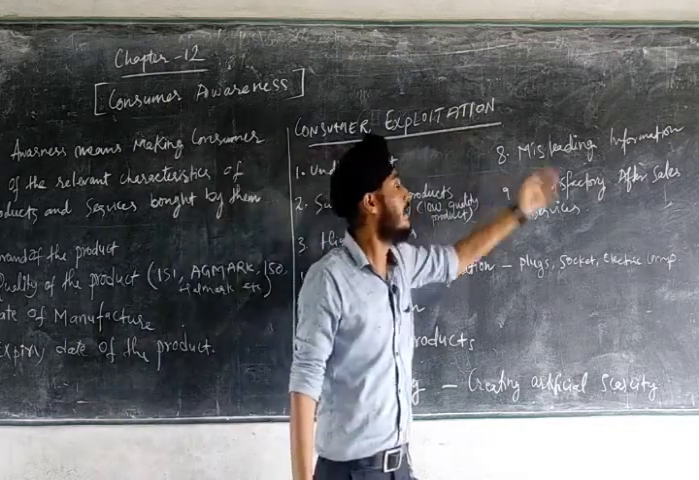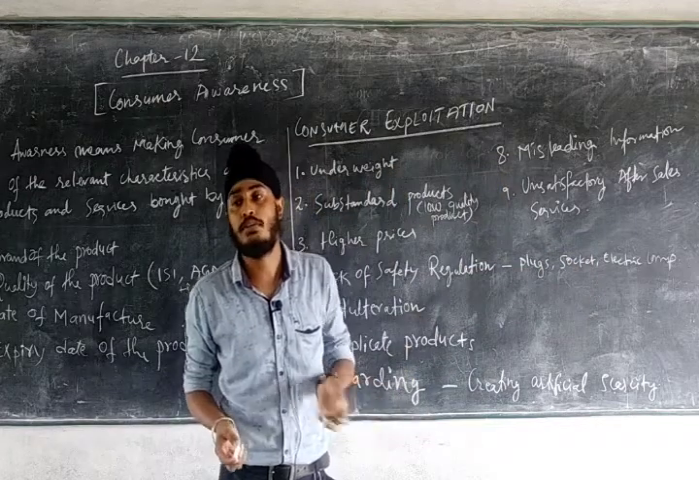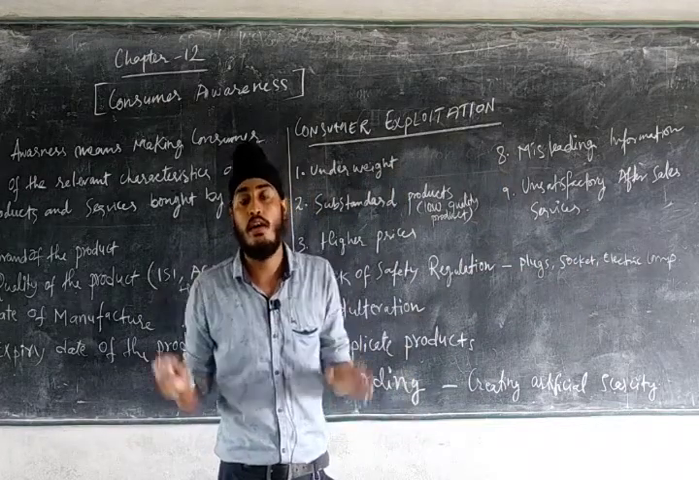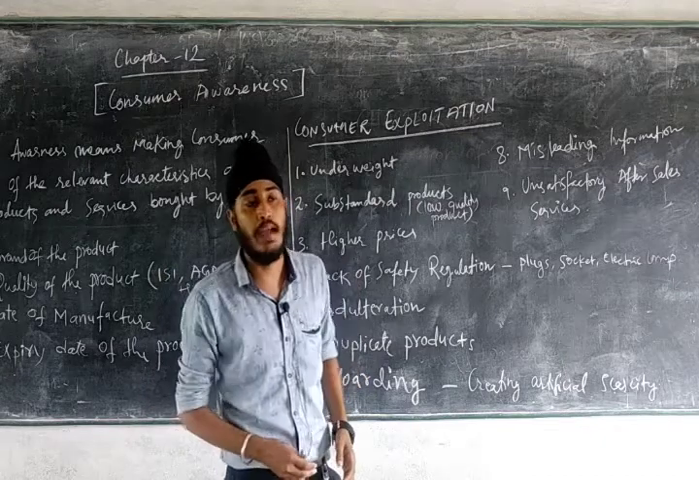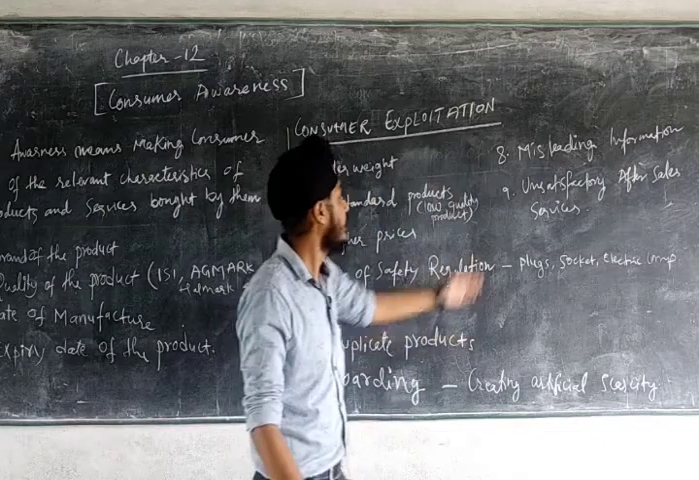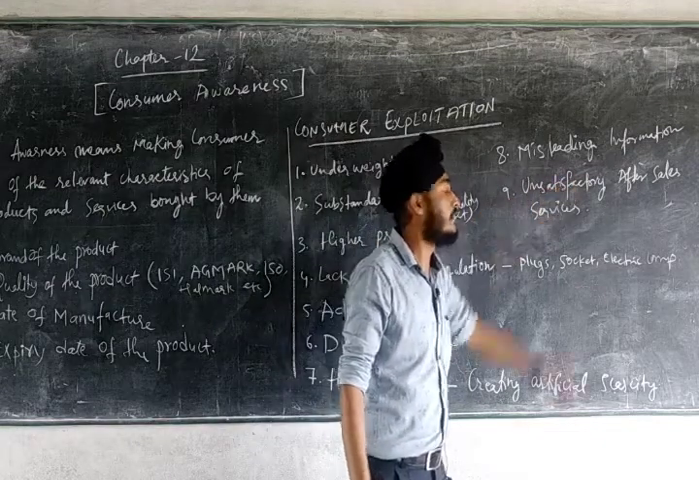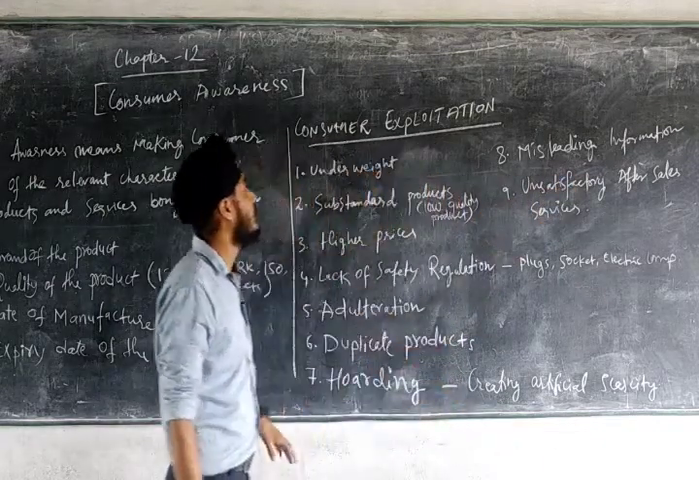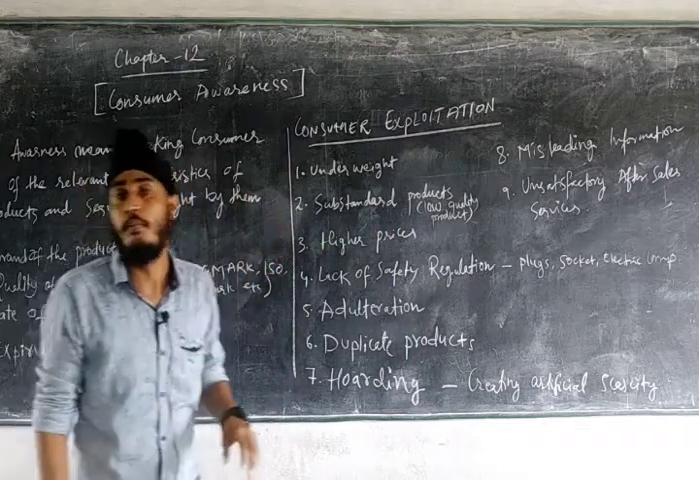Next one, misleading information. Suppose in a packet of a product or in the box of the product, some misleading information can be given to the consumer, which ultimately exploits the consumers. Next one is unsatisfactory after sale service. So these are some factors by which consumers are exploited in the market.